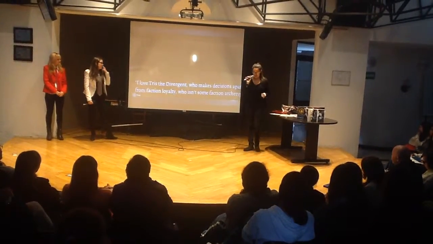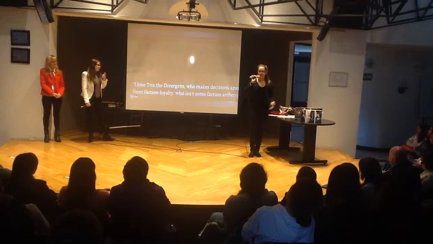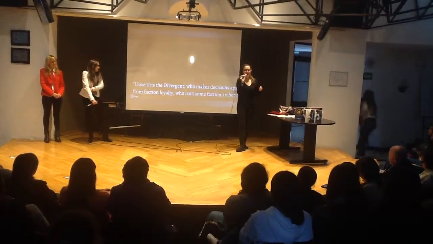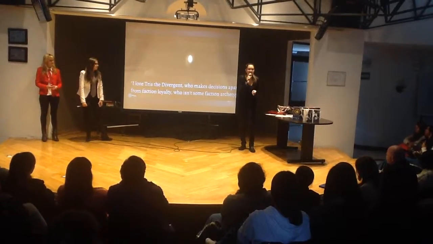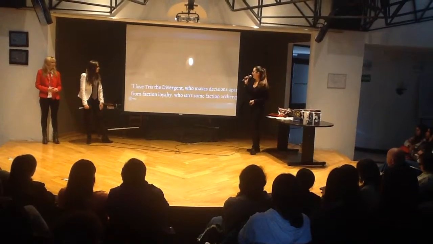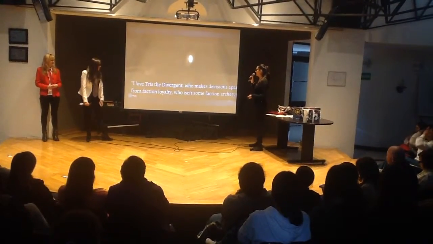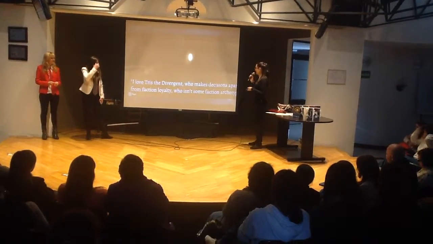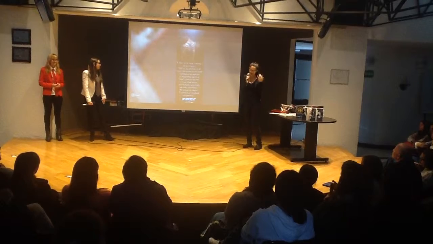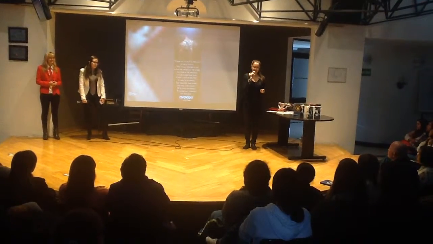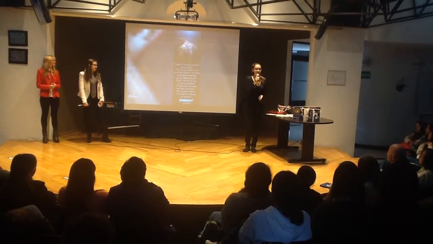Also, at the beginning he is like, "Hide your divergence, it is dangerous, please hide it," but then he realizes that that is what makes her who she is and is what he loves about her. "I love Tris the Divergent, who makes decisions apart from faction loyalty, who is in some faction archetype." And as I told you before, he also realizes that being divergent is a very wonderful thing.